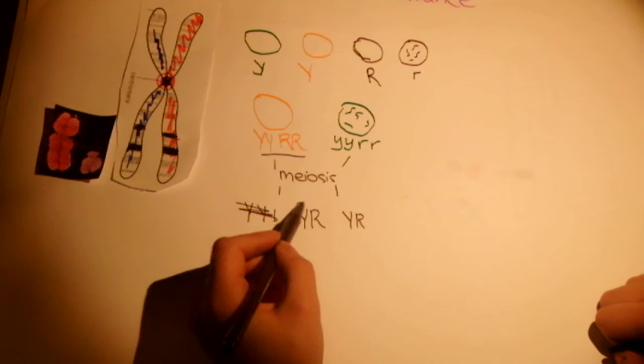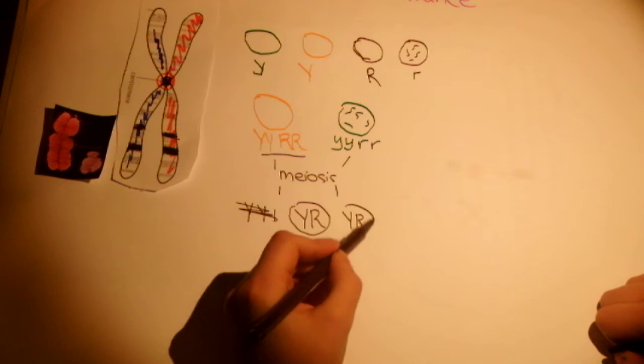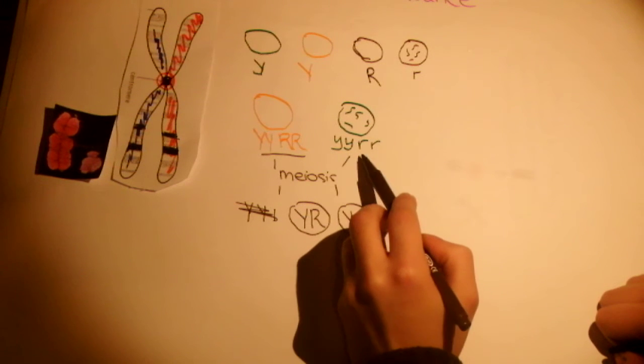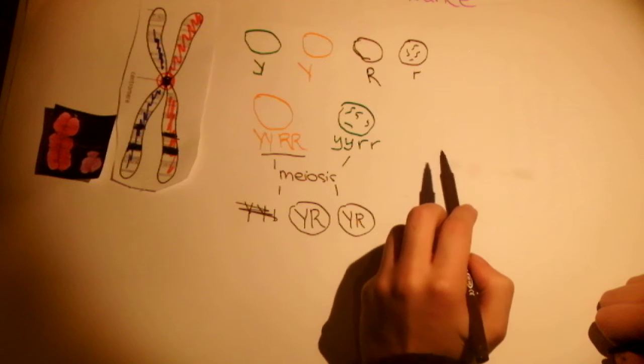That's all you can get from that one. And remember, when you do gametes, you have to circle them. So you circle the gametes. And then from this one, what can we get? We can get recessive Y, recessive R, and recessive Y and recessive R. That's all you can get.